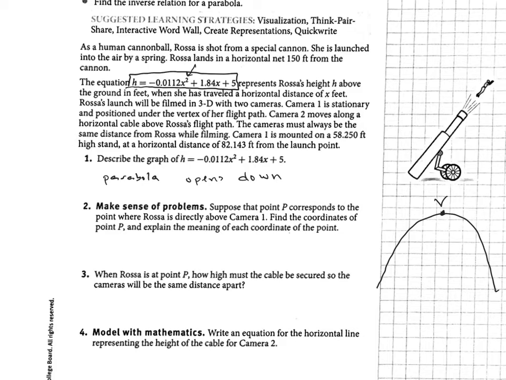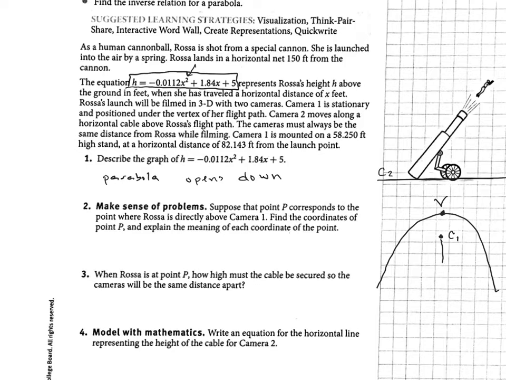And so when she's being filmed, she's going to have two cameras. Camera one's going to be stationary, and it's going to be directly underneath the vertex. So camera one is right here and is not moving. Camera two is going to be positioned on a cable above her. So camera two is allowed to slide back and forth on this cable above her, obviously high enough so that she won't hit it. They give you the positioning of these cameras, or at least camera one.